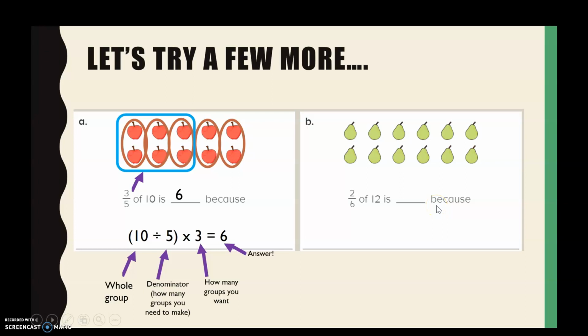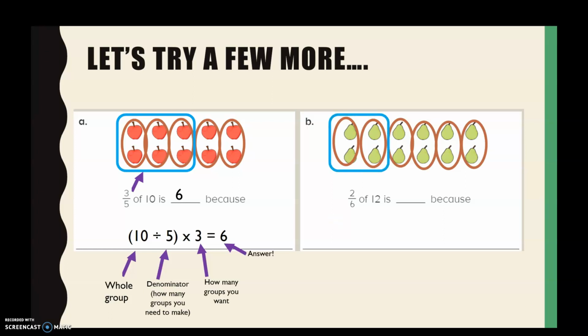So let's apply the same reasoning to pairs. 2/6 of 12. Well, I'm thinking about 12 and I'm splitting it into 6 groups. So again, I'm going to get 2. Hopefully we were thinking 2 as well. And in this case, I want 2/6. So I need 2 of those groups. So what's my answer going to be in this example? Hopefully we're noticing 2/6 of 12 would be 4.